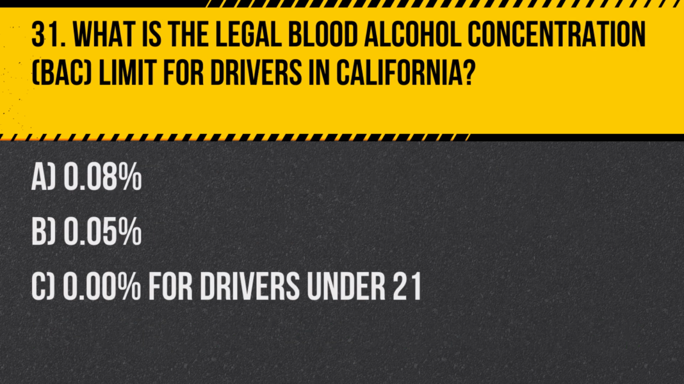Question 31. What is the legal blood alcohol concentration limit for drivers in California? A. 0.8%. B. 0.5%. C. 0.0% for drivers under 21.